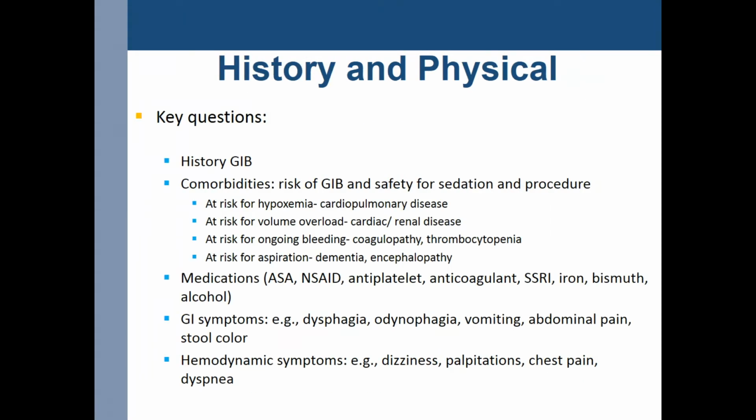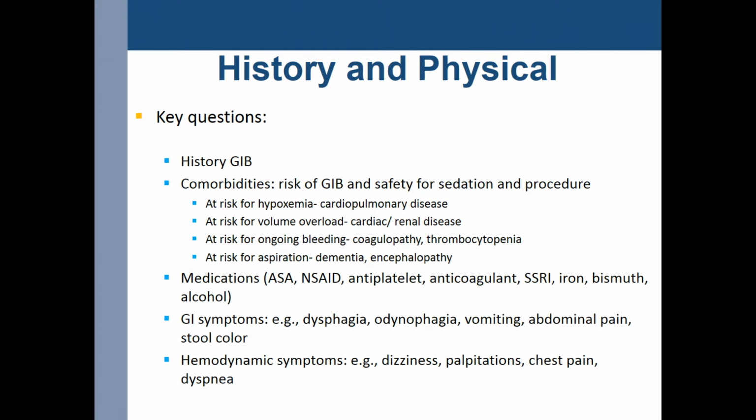Now, as with everything, it's very important to do a thorough, targeted history and physical examination in anybody who presents with GI bleeding. Some of the key questions that you want to ask are, have they ever had a history of previous GI bleeding? And if so, what happened? Where was it? Did they need transfusions, etc.? You also want to assess their comorbidities, as this impacts the risk of GI bleeding as well as the safety of performing sedation and procedures in those patients.